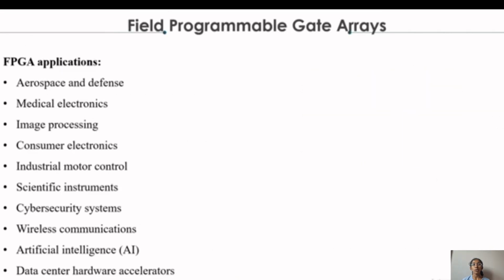The applications are aerospace and defense, medical electronics, image processing, consumer electronics, industrial motor control, scientific instruments, cyber security, and wireless communication, and artificial intelligence, that is AI.